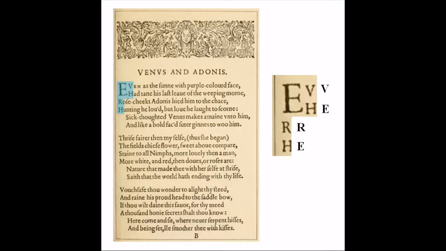When the letters are translated, Henpie becomes Henrie. Also, I figured out Edward de Vere used the classical Greek H or eta to hide his name at the beginning of Venus and Adonis. It opens with an acrostic spelling EVHRH. Translating the letters, the acrostic becomes EVERE, Evere.